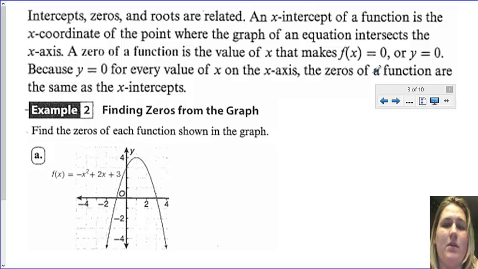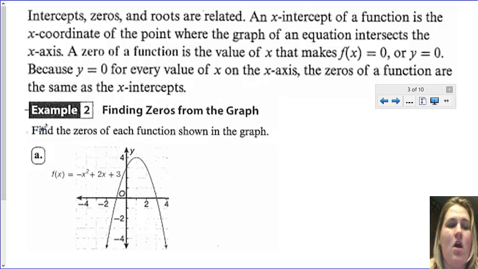Intercepts, zeros, and roots are related. An x-intercept of a function is the x-coordinate of the point where the graph of the equation intersects the x-axis. A zero of a function is the value of x that makes f of x equal to 0, or y equal to 0. Remember that f of x and y mean the same thing. Because y equals 0 for every value of x on the x-axis, the zeros of a function are the same as the x-intercepts. So if it asks you to find the zeros, the intercepts, or the roots, it's wanting you to tell the points where the graph hits the x-axis.